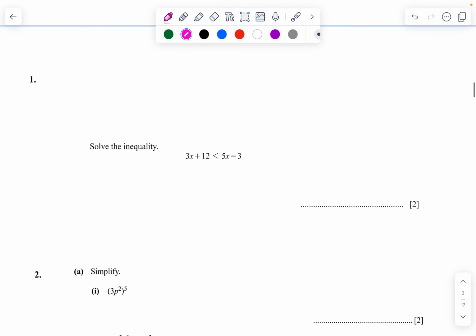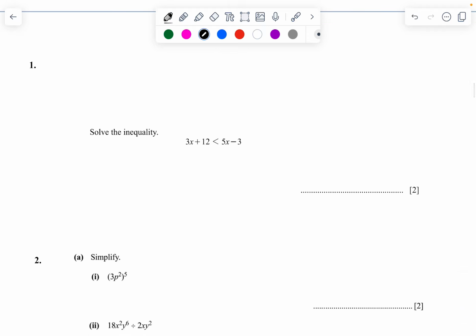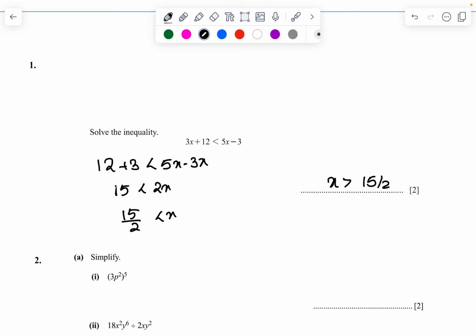Question number 1. Solve this inequality. So what am I going to do? 12 plus 3 is less than 5x minus 3x. So 15 is less than 2x. So 15 upon 2 is less than x. So x is greater than 15 upon 2.